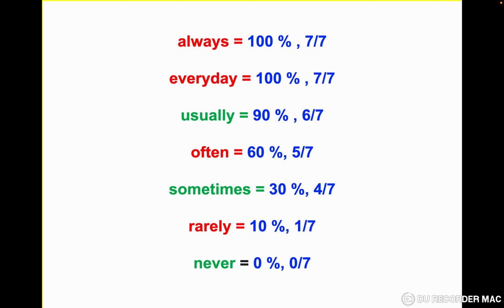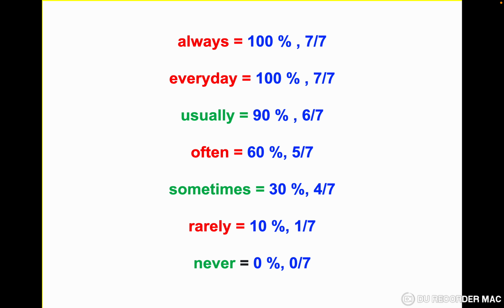What does this mean? If we take the week, 7 days of the week, and we say I always watch TV, it means every day. It means 7 days out of 7 days, all the days of the week. We are going to explain it by the days of the week rather than the percentage, because the percentage is not very clear.